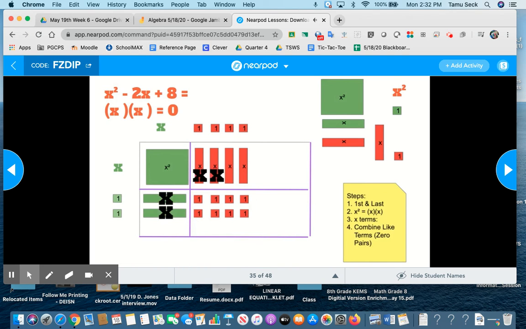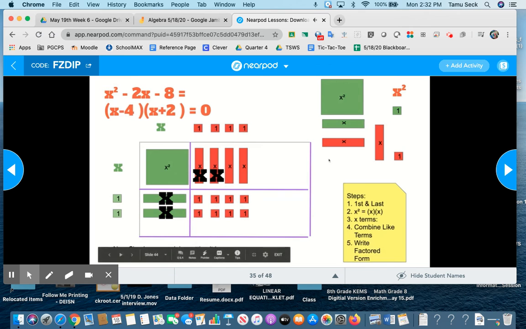Combine like terms. We're going to find all the 0 pairs. So we have 2 sets of 0 pairs. What do we have left after that? We have x squared. Okay, so here is the factored form. x minus 4, x plus 2. And that means that we have x squared minus 2x minus 8. x squared minus 2x minus 8. That's our check.